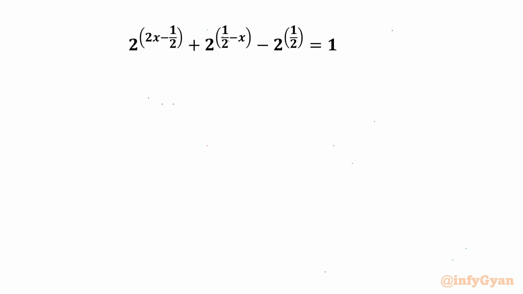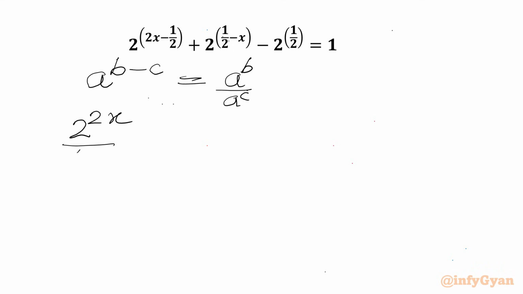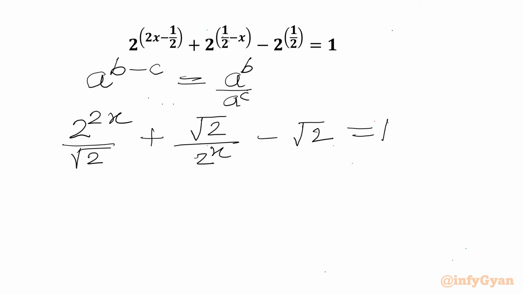So let's get started with one exponential law: a power (b minus c) can be written as a power b over a power c. So I can write our LHS as 2 power 2x over square root 2 plus square root 2 over 2 power x minus square root 2 equal to 1.